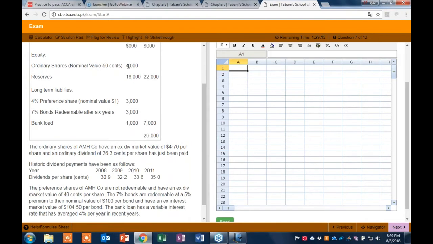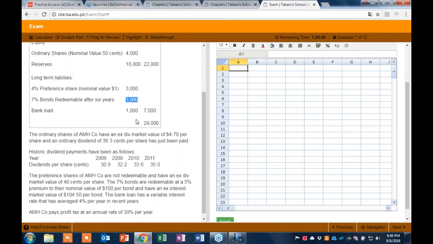Ordinary shares, it's 4 million with the par value of 50 cents per share. Reserves 18 million, the total equity 22 million. Long-term liabilities include 4% preference shares with a nominal value of $1 with a total par value of 3 million, 7% bonds redeemable after 6 years with 3 million value, and a bank loan of 1 million. In total, liabilities are 7 million, and the total equity plus liabilities will be 29 million.